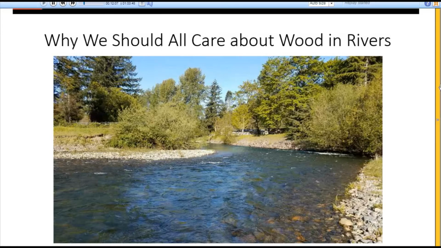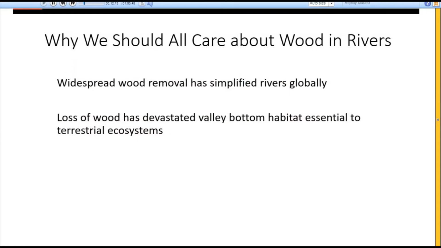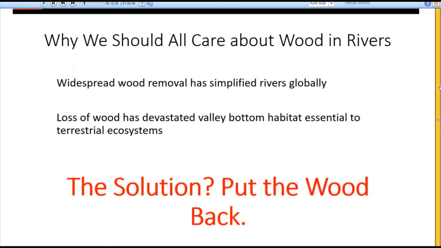Really, wood isn't here, but it also would have a very hard time providing the essential functions that it normally does for riverine ecosystems. So widespread wood removal, whether that was for misconceptions about fish passage or navigation, or just trying to make rivers safer to develop around, has greatly simplified rivers, not just in the Pacific Northwest, but also globally. So there's a broad effort to restore wood to rivers and restore the valley bottom habitat that wood usually provides.